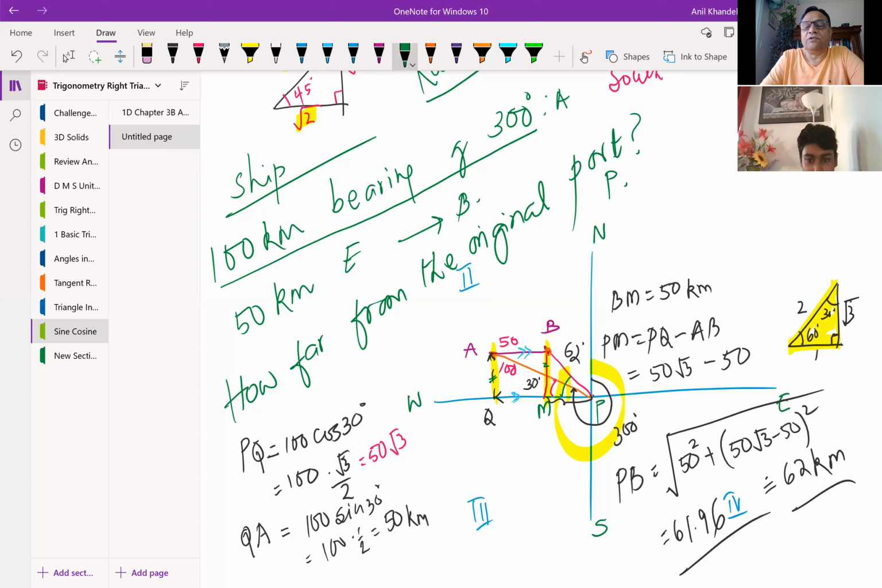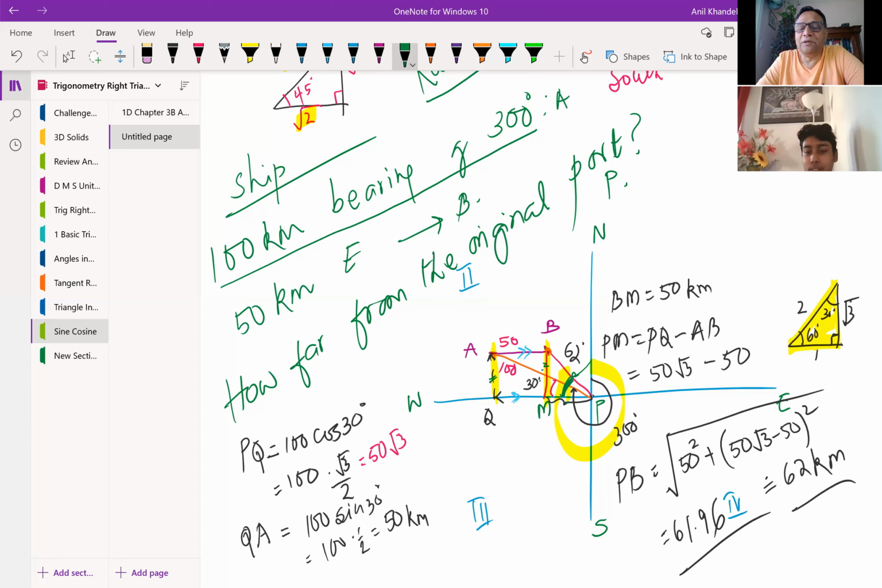We have to find this angle, right? How much is this angle? How will you find this angle? You know all the sides. You know the hypotenuse, you know all the three sides. You can use any trigonometric ratio to find the angle. Do you get the idea?